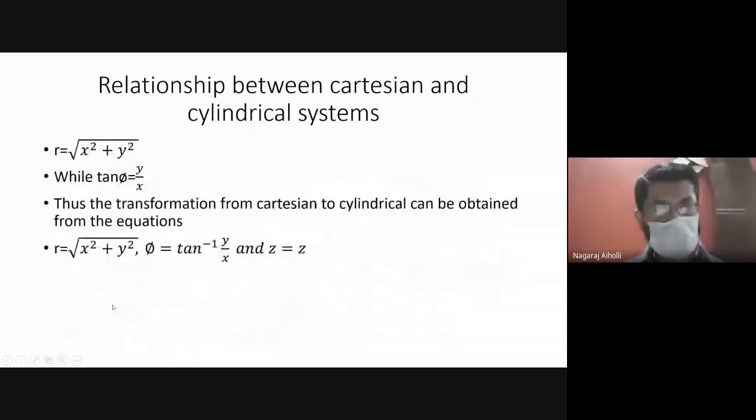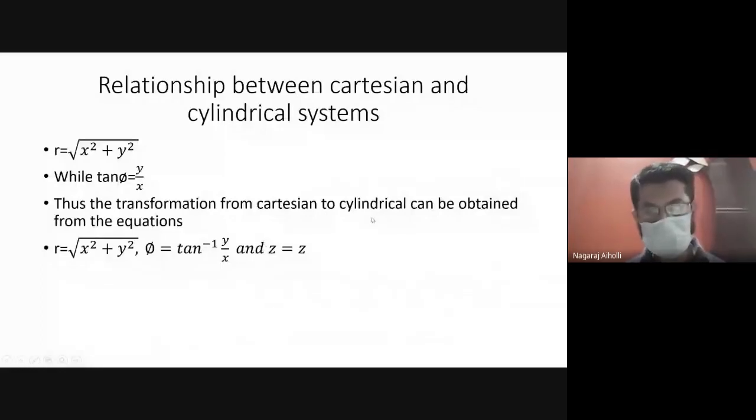Okay. So how are we converting from Cartesian to cylindrical? RHS is x, y, and z, Cartesian. LHS is our r, phi, and z, that is cylindrical. That is, r is equal to square root of x square plus y square. Then another equation is tan phi is equal to y by x, or phi is equal to tan inverse of y by x, and z is equal to z. That will remain the same. This is a transformation from Cartesian to cylindrical.